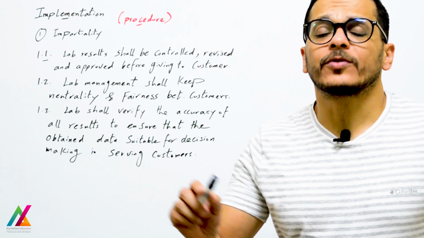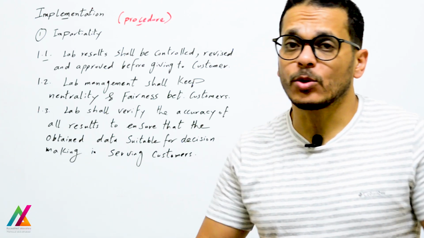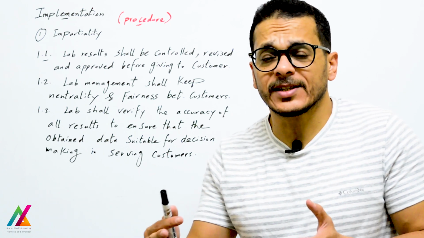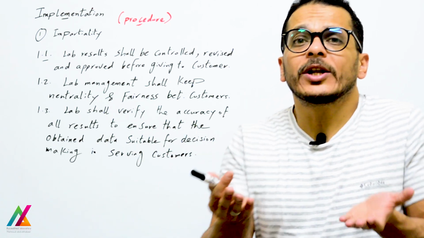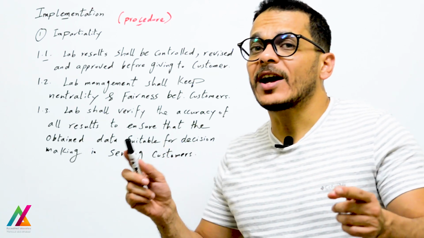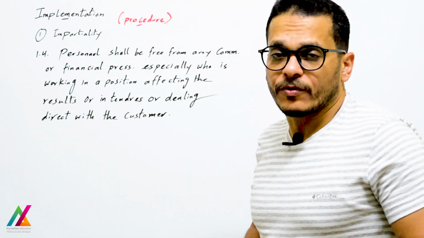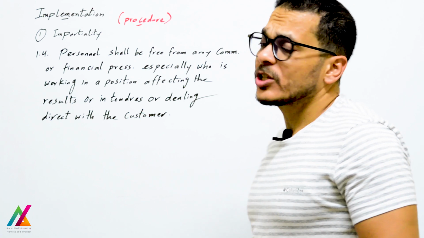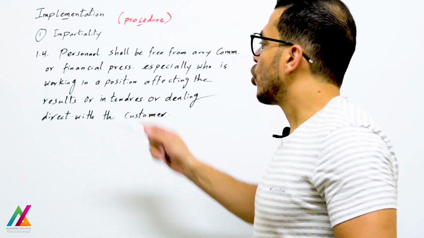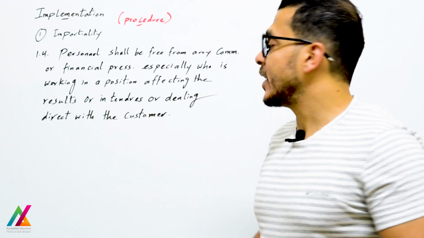You should have a proof for your results, and that will be by quality control samples every sequence. It will be like a proof in front of the customer. If he has any problem with the result and he asks you, you will show him that you did quality control samples and you have accepted results. Lab personnel shall be free from any commercial or financial pressure, especially who is working in a position affecting the results of the lab, or working in tenders, or dealing direct with the customer.